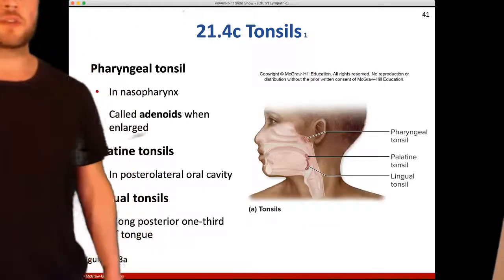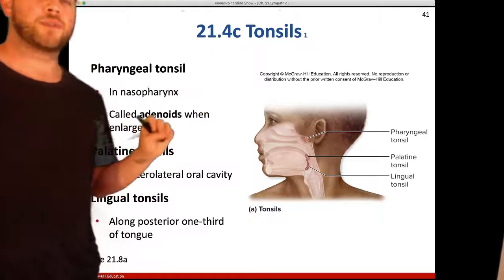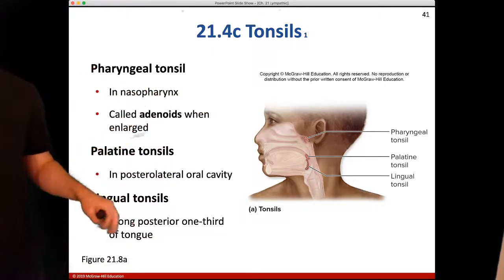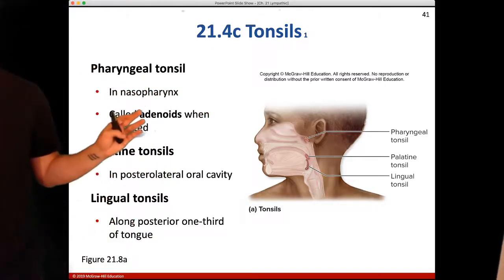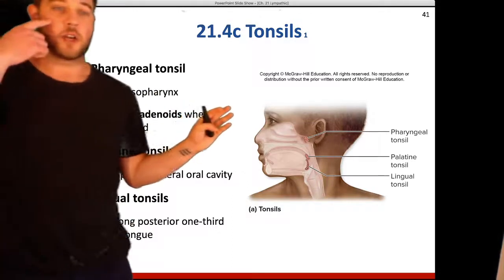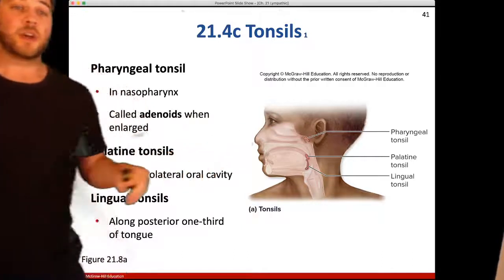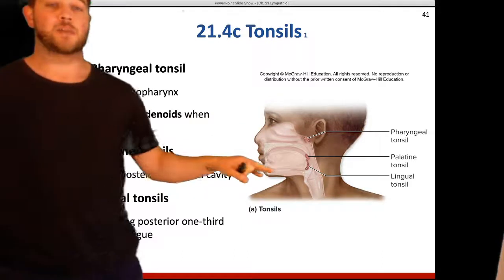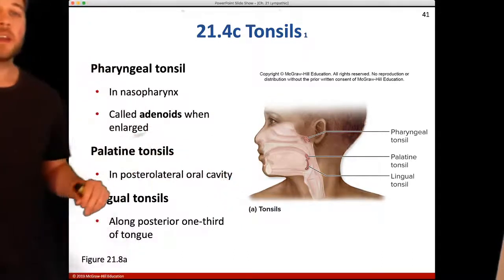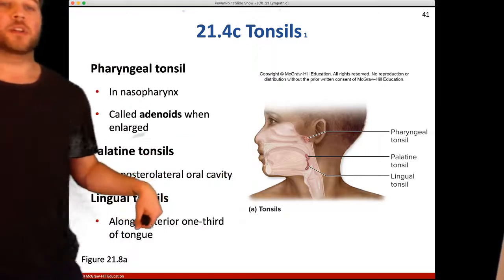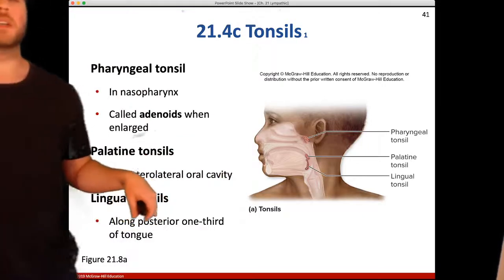Okay, moving on to other structures, your tonsils. You have 3, your pharyngeal, your palatine, and your lingual tonsils. The pharyngeal are in your nasopharynx, so in your upper nasal area, or in your posterior nasal cavity, rather. You have your palatine tonsils, which are the ones in the back of your mouth. You can see them. And you have your lingual tonsils, which are along the posterior one-third of your tongue.